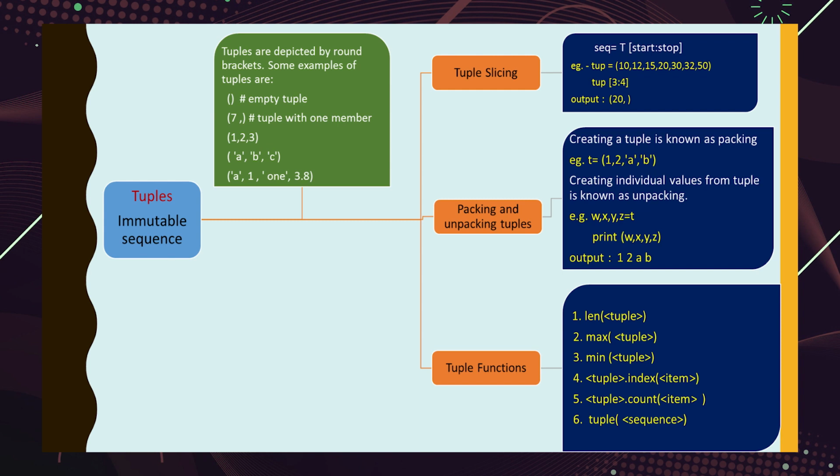Next is functions associated with the tuple data type. Similar to string and list, the length function is used to return the length or the number of elements. Max and min functions return the largest element and smallest element of the tuple respectively. Index function returns the index of the first occurrence of the element in the given tuple. Count function returns the number of times the given element appears in the tuple.